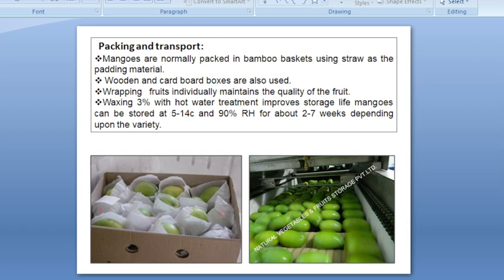So like this, some technical aspects like pruning, training. So high density planting mainly. Which variety is suitable for high density planting, or what is the spacing? What is the advantage? So like this entire crop is important, and vitamin A content, how much vitamin A will be there. So like this, these are some important points under mango cultivation.